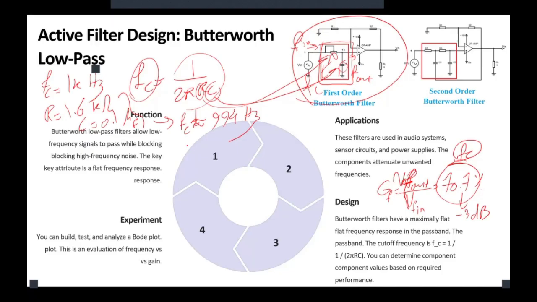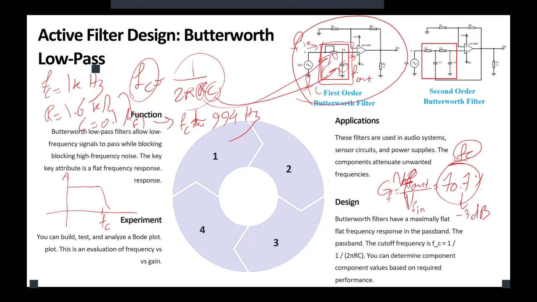Now this means below the 1 kilohertz, or that 994 hertz, the signals pass through pretty well, and above that, it gets attenuated. Now, if we plot the behavior on a Bode plot, there is something interesting that happens. Let's say we have the plot. This is FC. The gain stays flat until we get near the FC, and then it starts to drop.